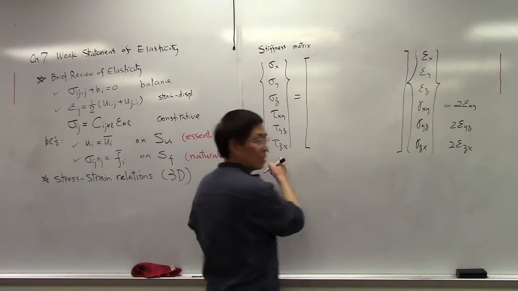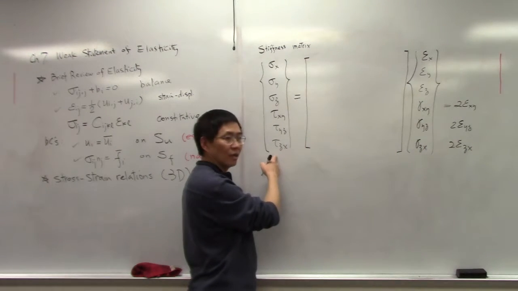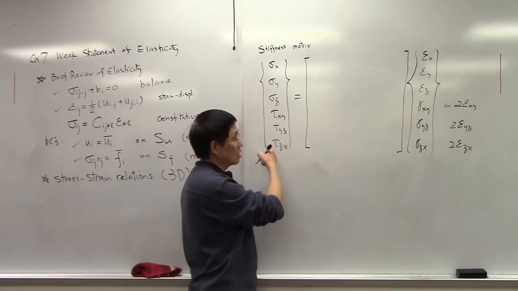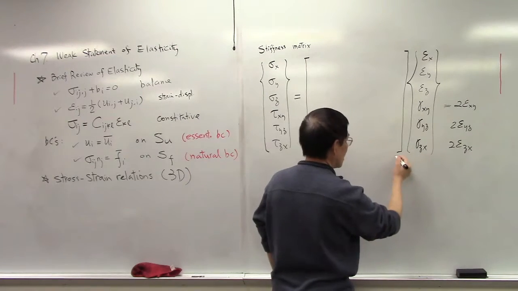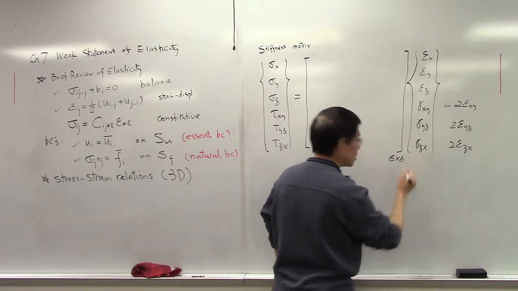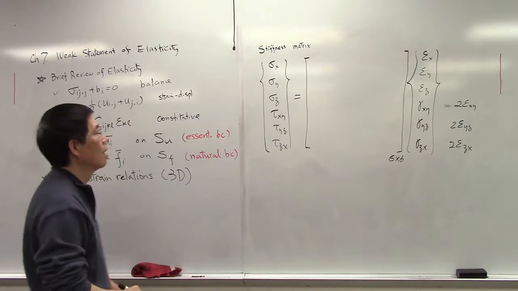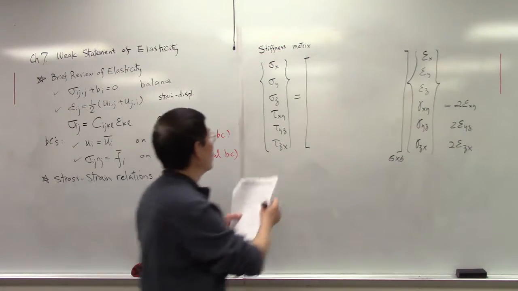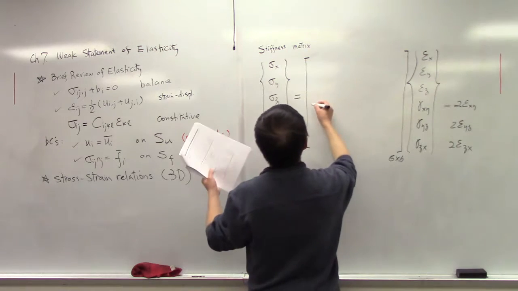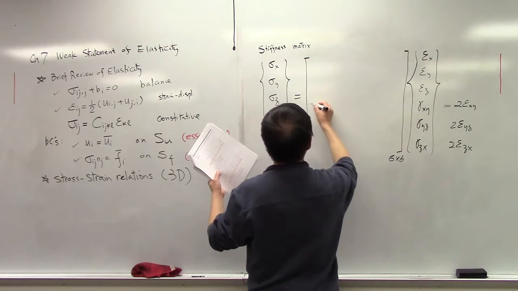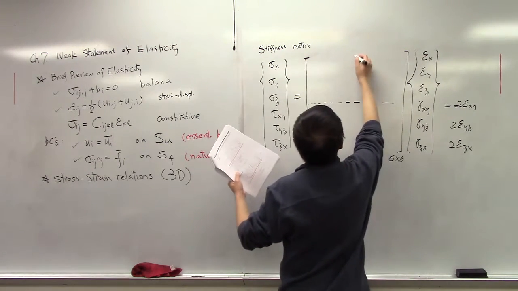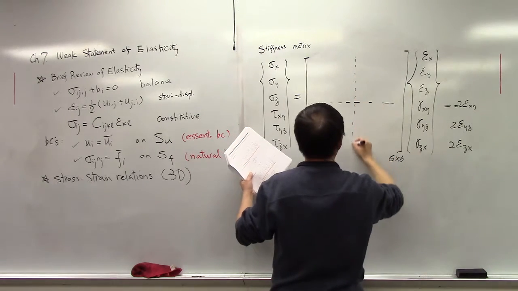Okay, this is a vector. It has 6 components. That's also a vector. Therefore, this matrix must be 6 by 6. And it turns out for this 6 by 6, you can actually decompose it into 3 submatrices.